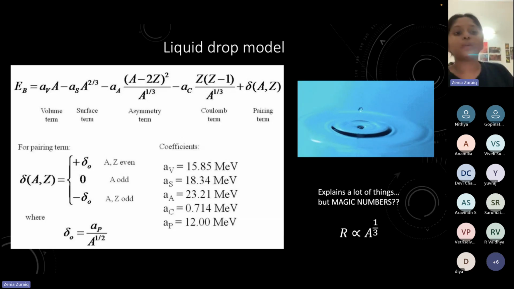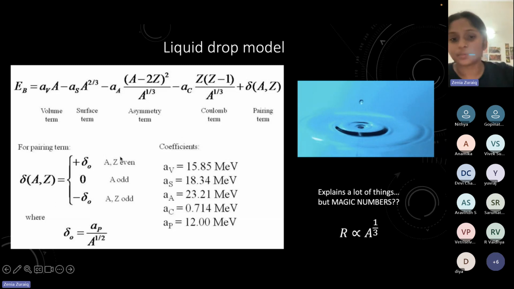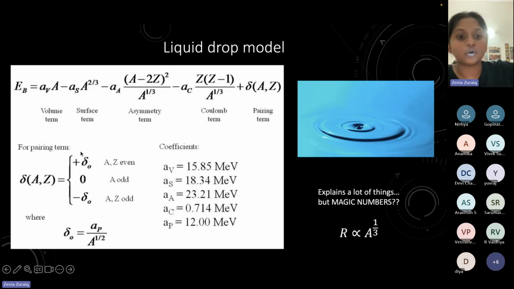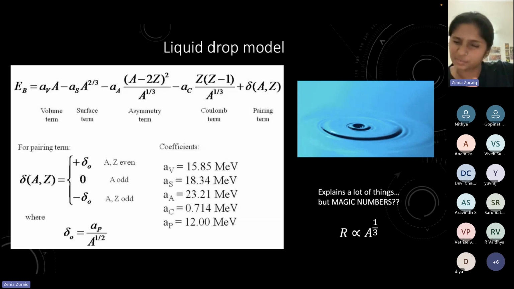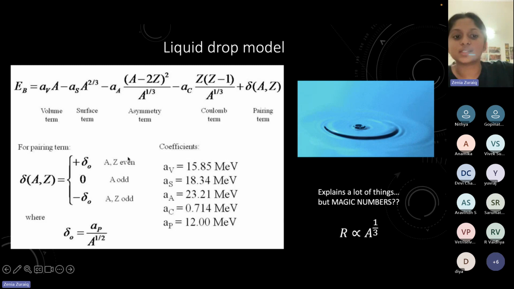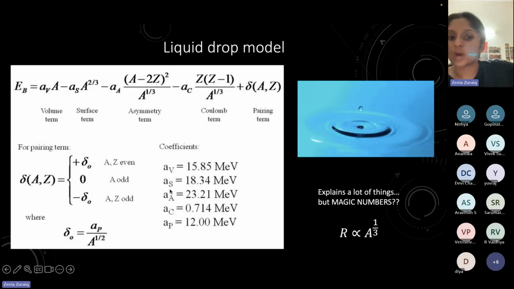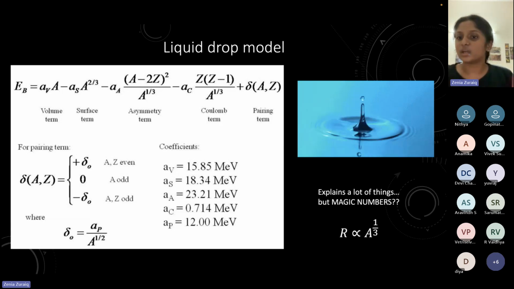As I said, this is a semi-empirical model. People observed in experiments that when both the atomic mass number and the proton number are even, the nuclei are much more stabilized. So when both are even, they get a sort of boost in the energy from this pairing term in the negative case. People did not have a good idea about why this was. They said it's because neutrons and protons are paired up, but there was also this thing called magic numbers.